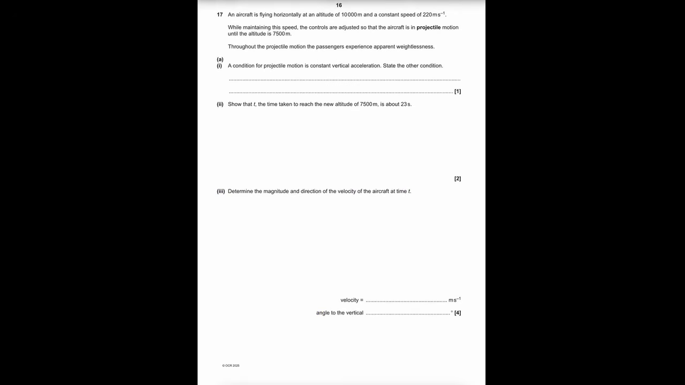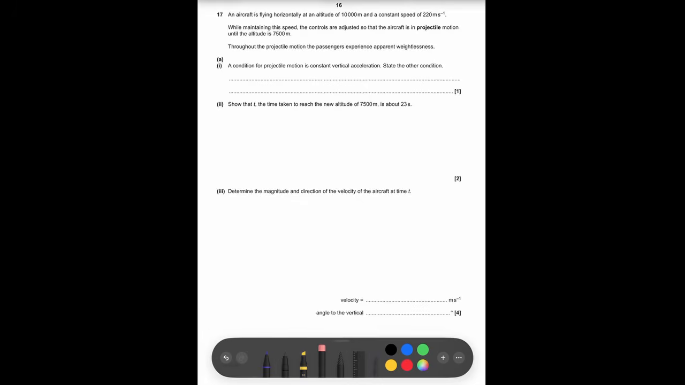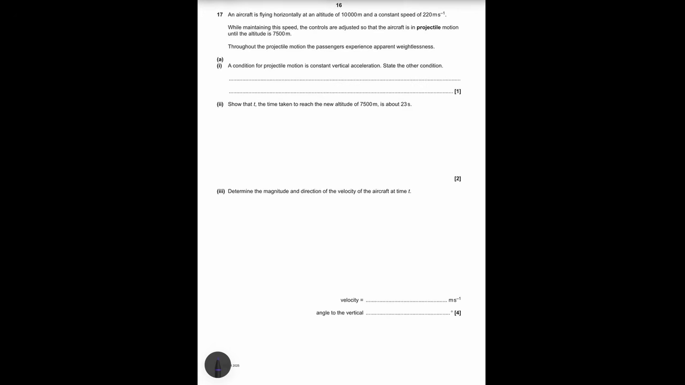Okay, so after all that hard work and stress of all the previous difficult questions, we get to be rewarded with a nice 2 out of 1. How exciting for everyone. Everyone's favourite question. So it's projectile motion, and it's saying what are the conditions for projectile motion. So one of them is constant vertical acceleration. I just need to know the other one, and that is no horizontal acceleration. Horizontal acceleration, or you can say constant horizontal velocity.